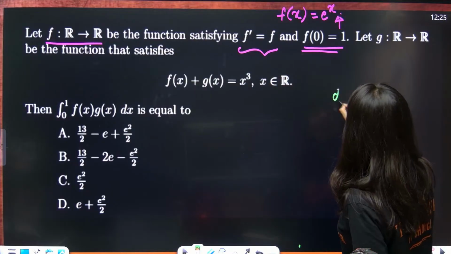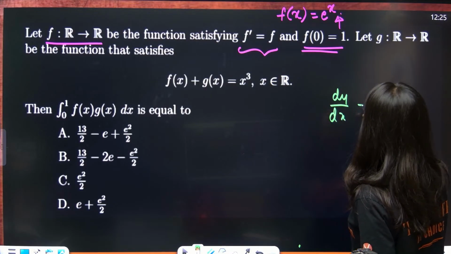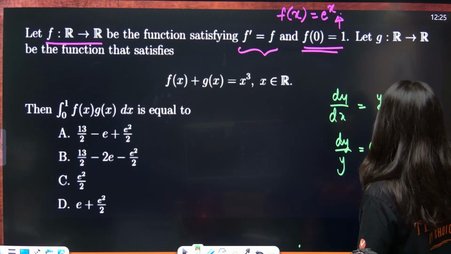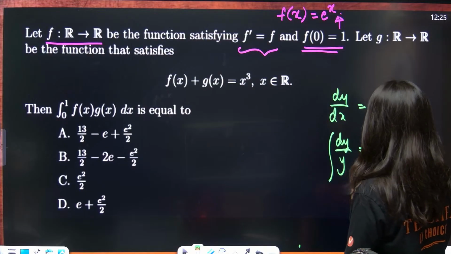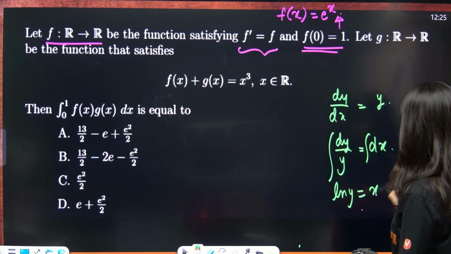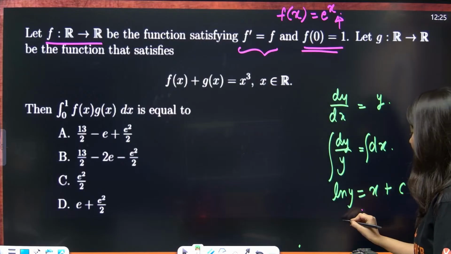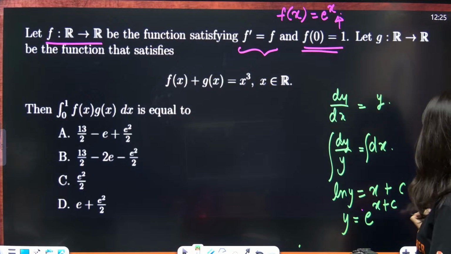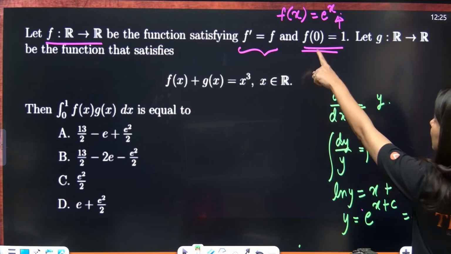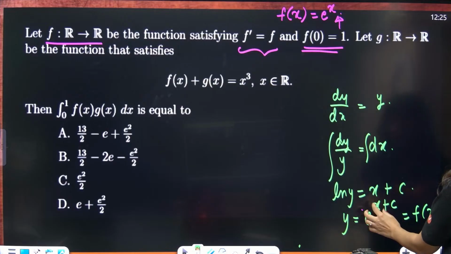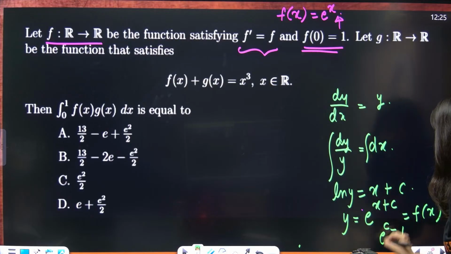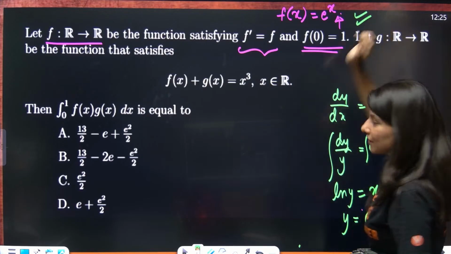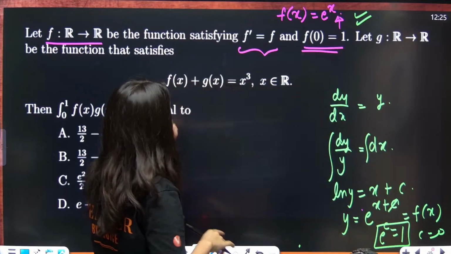F dash x is nothing but dy by dx and f of x is nothing but y. So dy by y is equal to dx. So this is going to become log of y is equal to x plus c, and y is nothing but e raised to power x plus c, which is f of x. Now if you put x equal to 0, e power c is nothing but 1, that means c is equal to 0. So f of x is nothing but e power x. Got it? Yes. F of x you have received.